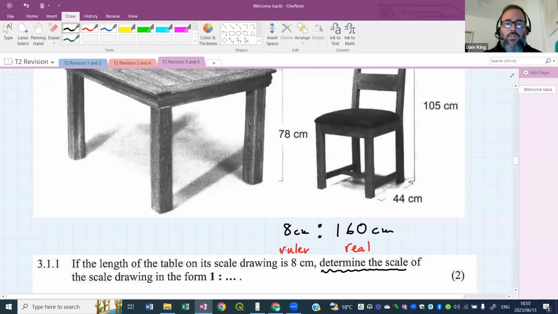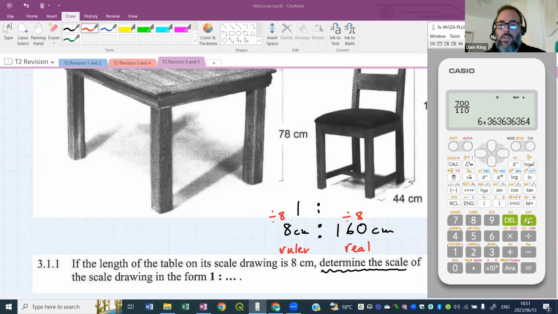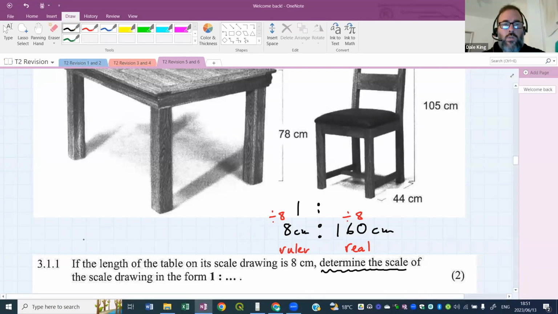I'm going to write it above, and I'm going to say here 1 is to. And what did we do to our 8 to get to the 1? We had to divide by 8, right? 8 divided by 8 is 1. So like Bianca says, divide the 160 by the same thing. Let's do that with a calculator. 160 divided by 8 is 20. So the calculation you will do is 160 centimeters divided by 8 equals 20 centimeters.